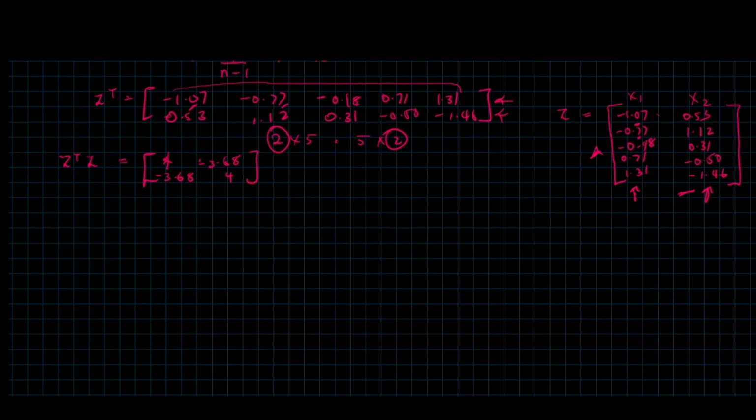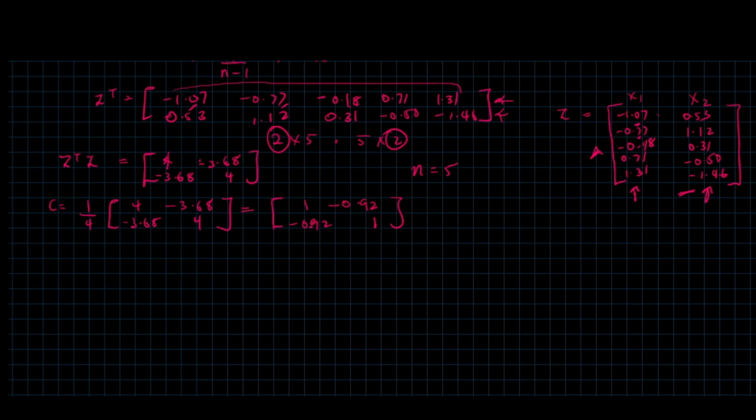Now simply you have to multiply by 1 over n minus 1. What is n? n is equal to 5 because there are 5 sample data points, so you can look at x1 and x2. So C equals 1 over 4 times the matrix 4, minus 3.68, minus 3.68, 4. Divide everything individually by 4. This will become 1. This will become minus 0.92. This will become minus 0.92. This will become 1.